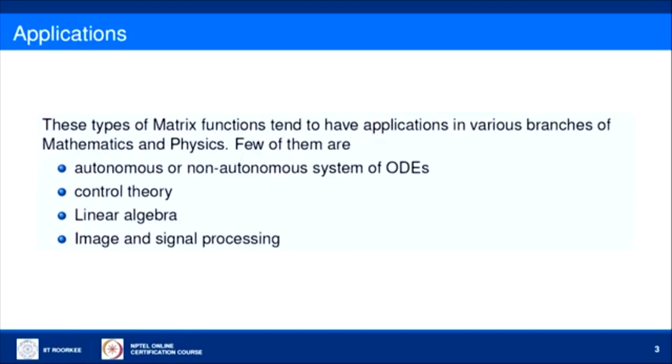Now, why do we evaluate matrix functions? We have several applications of matrix functions, especially in mathematics and physics. A few of them I have listed here, like autonomous or non-autonomous systems of ordinary differential equations. In control theory, we have plenty of applications where we need to evaluate matrix functions. In linear algebra, obviously, and then in image and signal processing, because an image can be considered as a matrix, and when you perform some operation on an image, the output of that operation will be the value of the function when the image is the input variable.